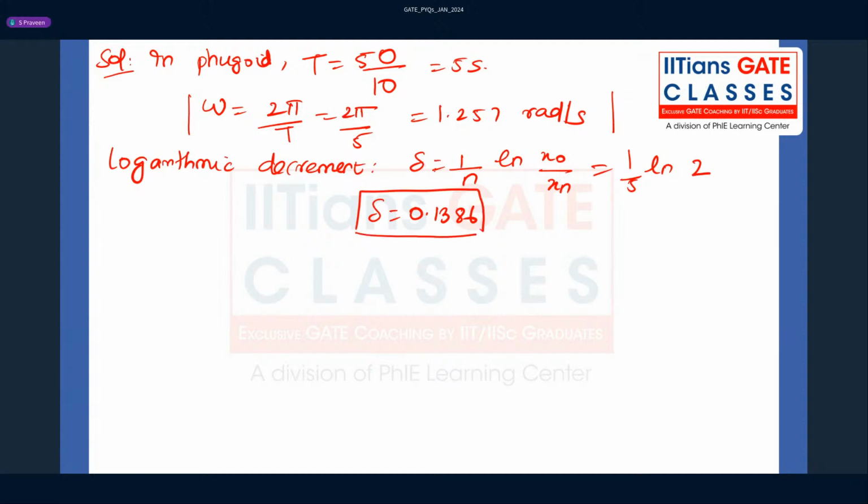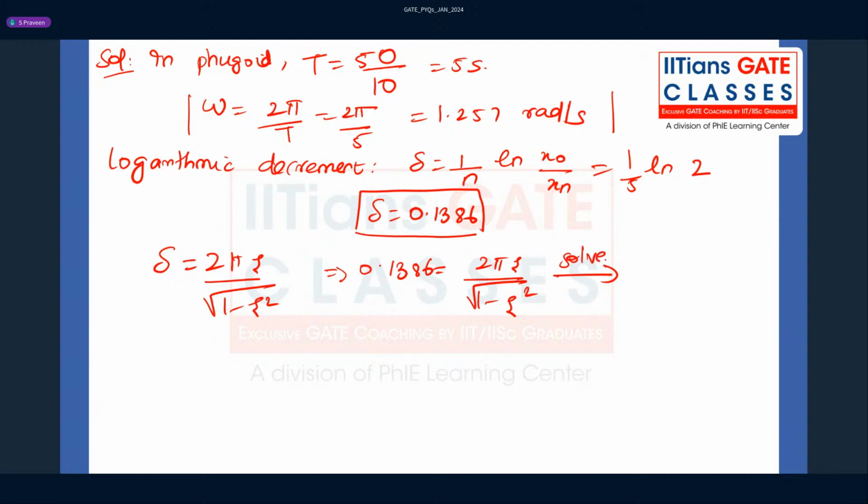So this is again the delta from your vibrations. I'm basically incorporating vibrations in here so that it is helpful for you. So that is basically 2 pi zeta by under root of 1 minus zeta square. Okay. So if I substitute this, I'll have 0.1386 equal to 2 pi zeta by under root of 1 minus zeta square. So solve for zeta and you'll get zeta as 0.022. So this is an underdamped one, right?